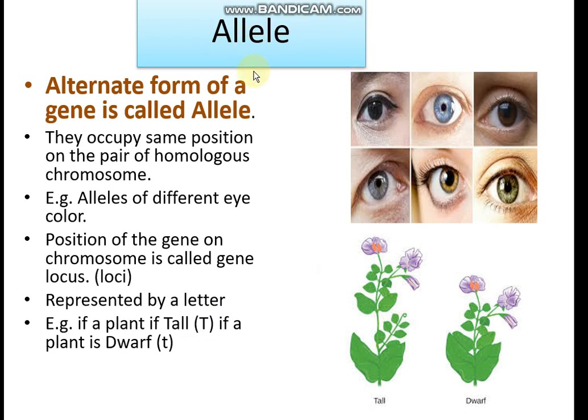Here you can see there's another term called allele. Now what an allele is, look at this diagram. The trait is eye color, but there are different types of eye color. There is a variety. Eyes can be black, blue, green, or brown. The trait is the same, but there are alternate forms. These different forms or alternate types of the gene are called alleles, and they occupy the same position on the pair of homologous chromosomes.